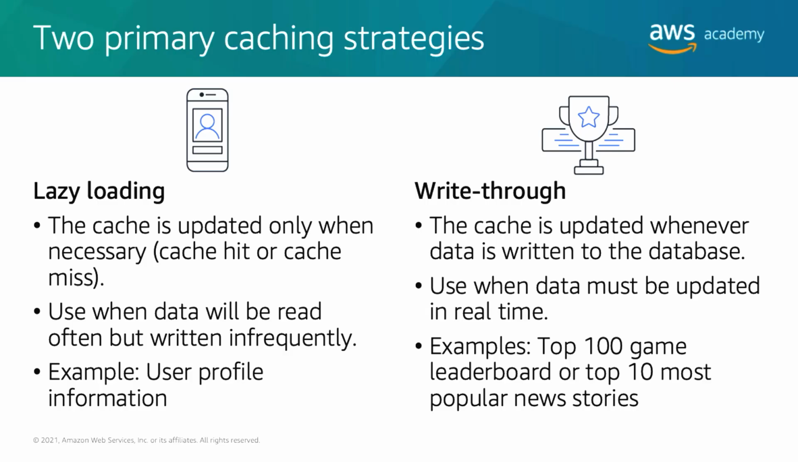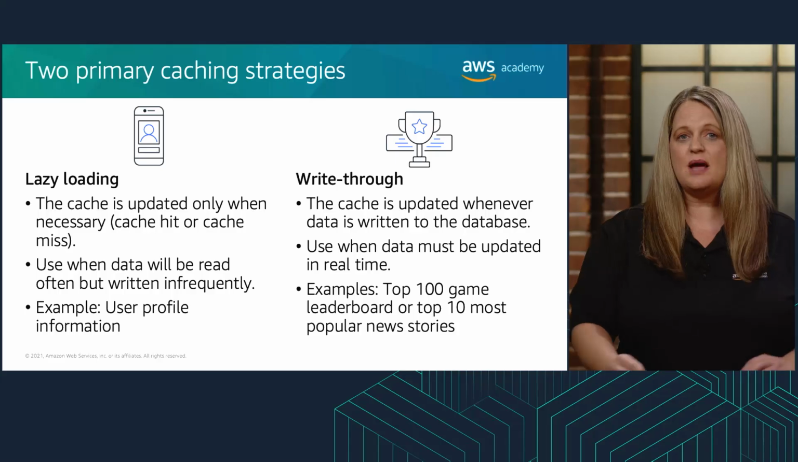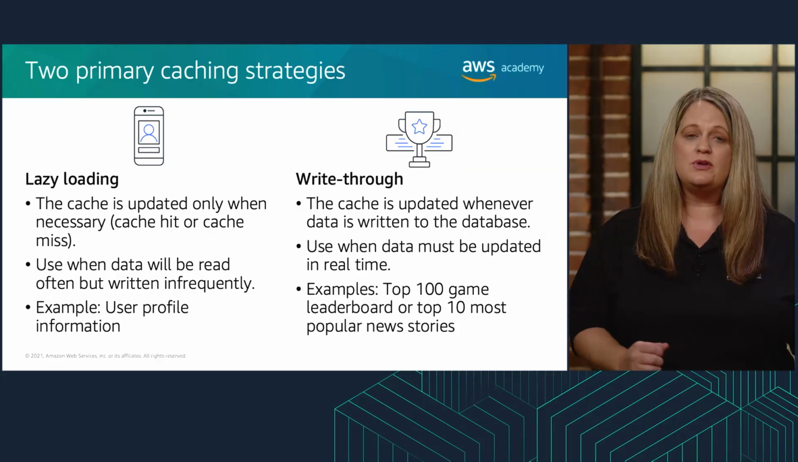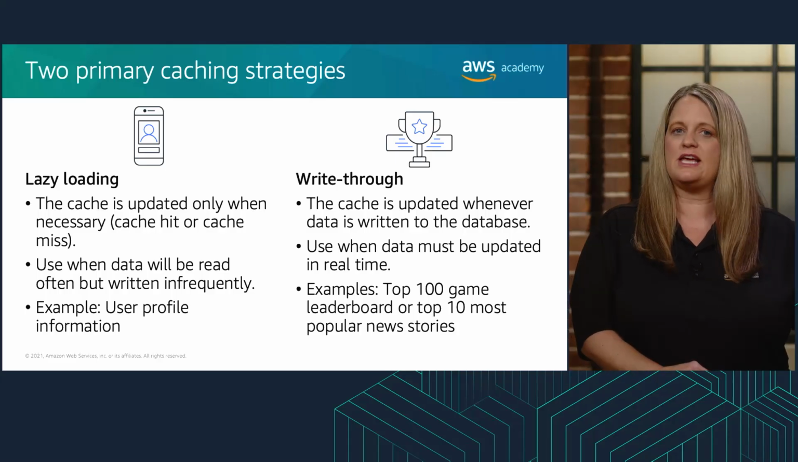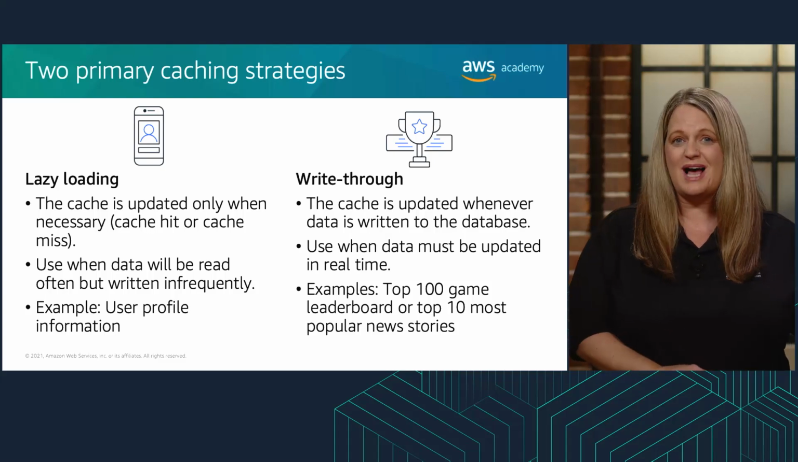Use a write-through caching strategy when you have data that must be updated in real time. Think of this strategy as being proactive. You can avoid unnecessary cache misses when you have data you know will be accessed. A good use case for this strategy is any type of aggregate, such as a top 100 game leaderboard, the top 10 most popular news stories, or even recommendations. Because a specific piece of application or background job code typically updates this data, it's straightforward to update the cache also. With lazy loading, only requested data is cached.